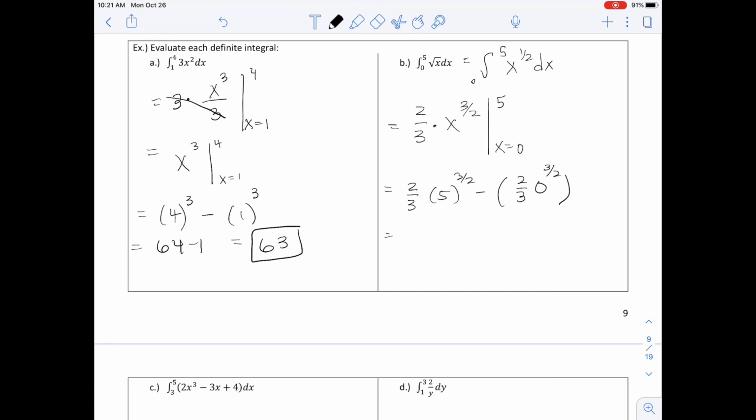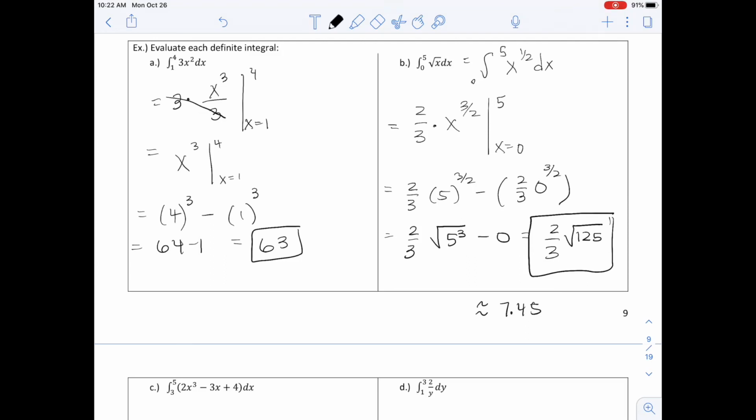So 0 to anything is just 0. And then we have 2/3, and you can always substitute that in on your calculator. But this is the same thing as the square root of 5 to the 3rd, minus 0. And when we work this out, 5 to the 3rd is just 125, and we can leave it as that. Sometimes they'll ask you to round it to so many decimal places, and you would just substitute it into your calculator. And if you did, it's about 7.45.